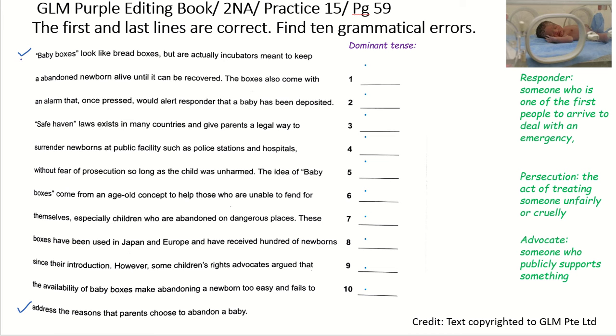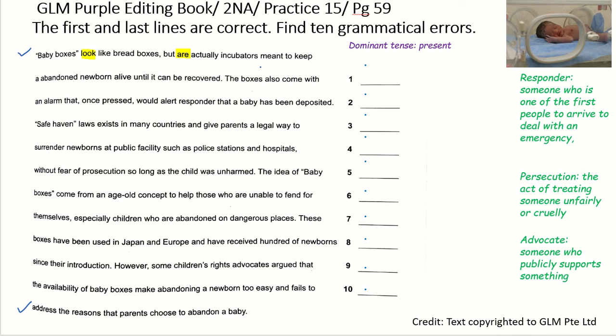Okay, next you need to find the dominant tense. How do you know what's the dominant tense? You look at the first line that is correct and identify the verb. Baby boxes look like bread boxes but are actually incubators meant to keep. So look, "are." That tells me that the dominant tense is present tense. Right? Present tense. Okay, let's continue.